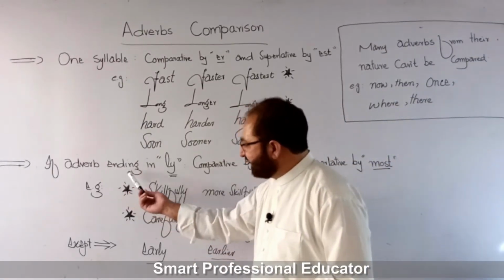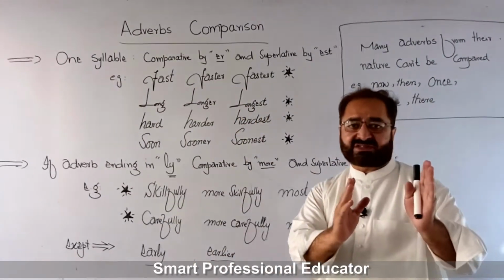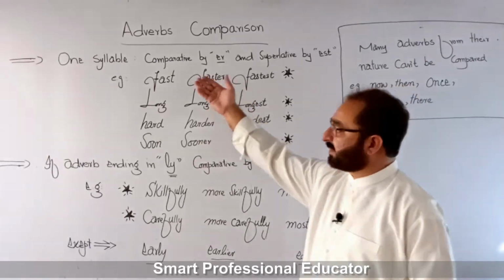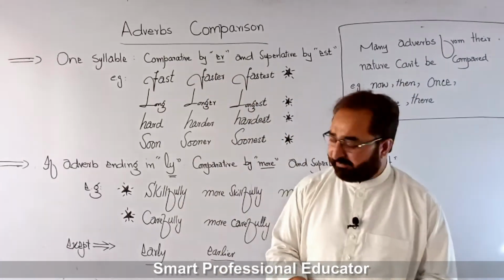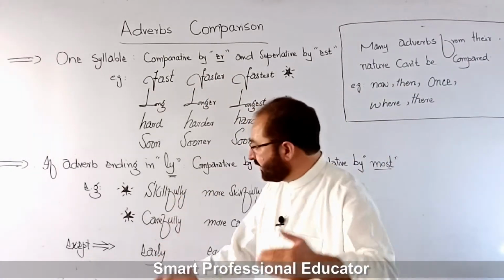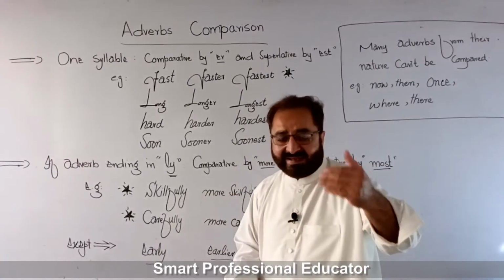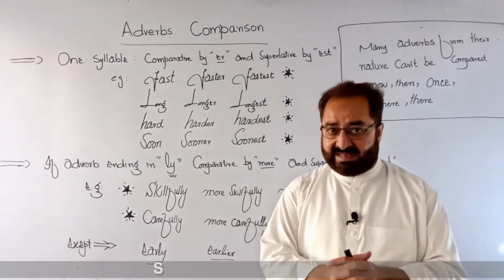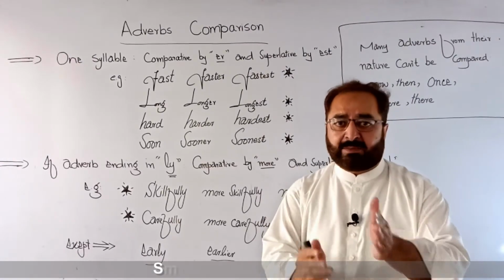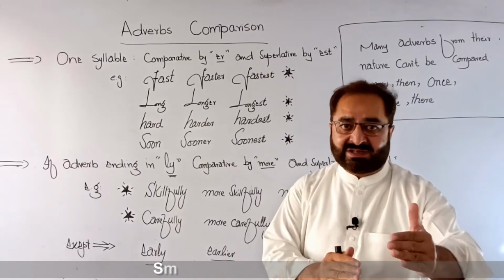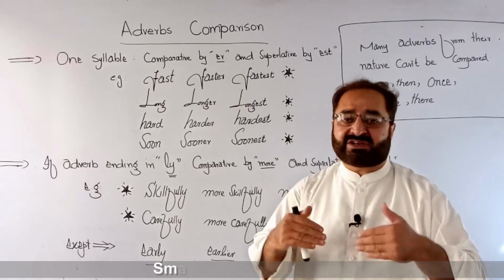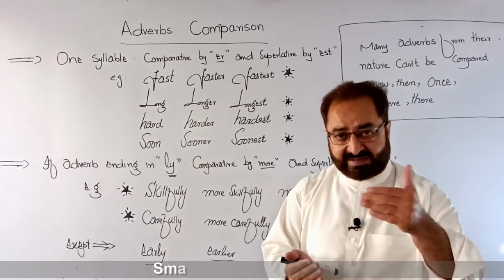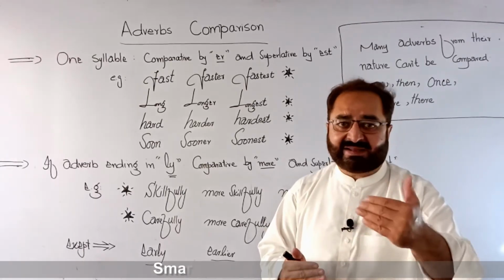That was the first method, and that was for one syllable adverbs. Now, if an adverb ends in ly, because commonly we derive adverbs from adjectives by adding ly to the end, they change from adjective into adverb by adding ly.